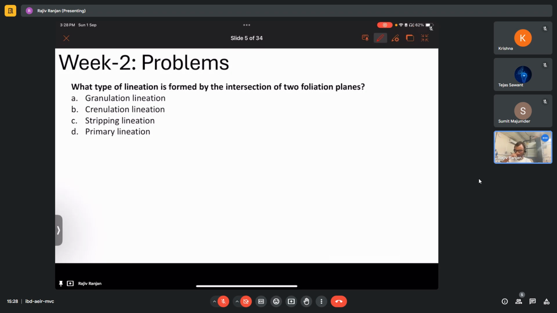Okay. So primary lineation has nothing to do with these foliation planes, since it is a lineation. There will be no primary lineations, because foliation planes form after deformation. So there is some deformation involved, metamorphism or some deformation. So there is no primary thing here, so this is not correct. So it is either crenulation lineation or striping lineation. So we know that striping lineation is what?